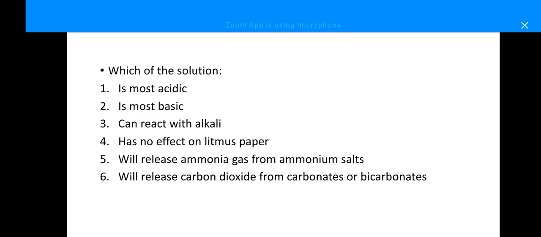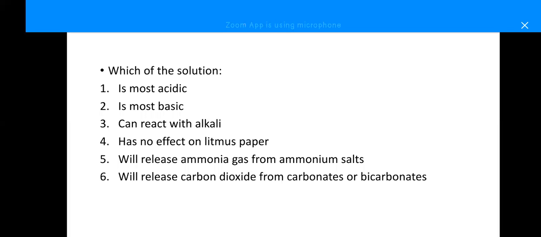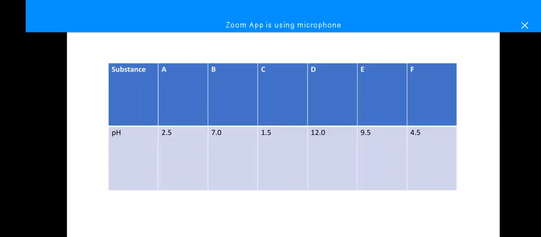Then number 2, I said which one is most basic? Which substance is most basic? Then, which of the solutions can react with an alkaline?